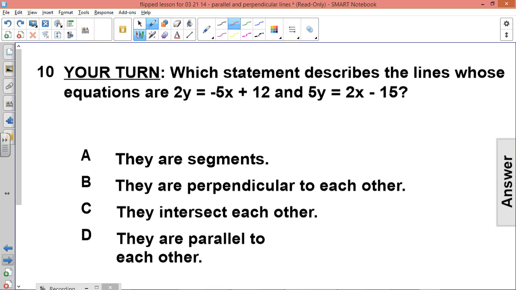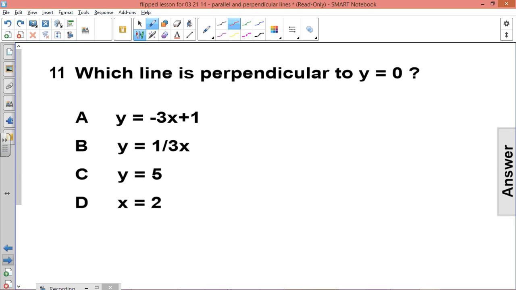Number 10, your turn. Which statement describes the lines whose equations are 2y equals negative 5x plus 12 and 5y equals 2x minus 15? I leave that one for you to do, and we move on to the next one.